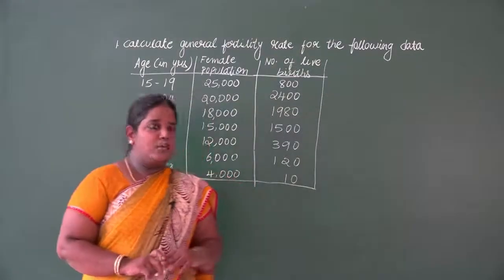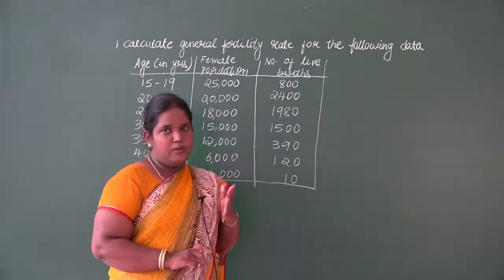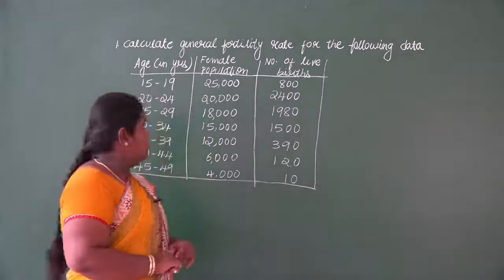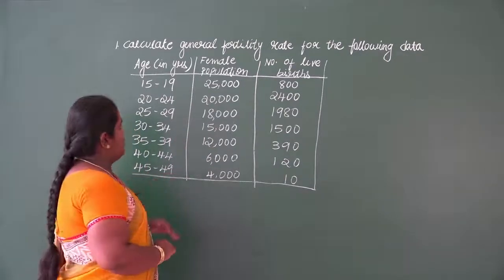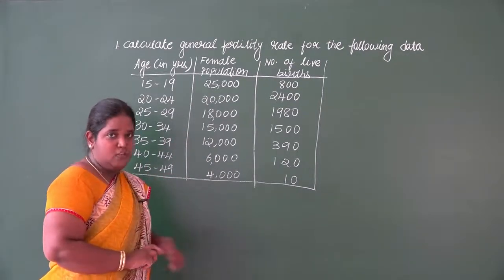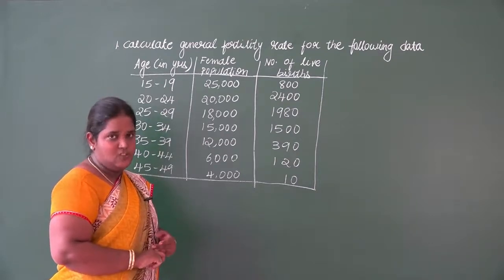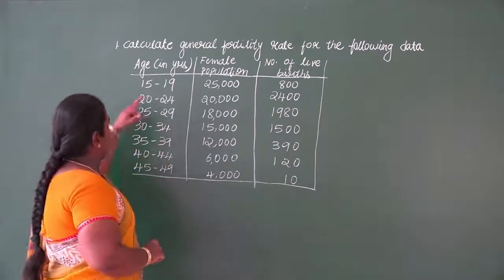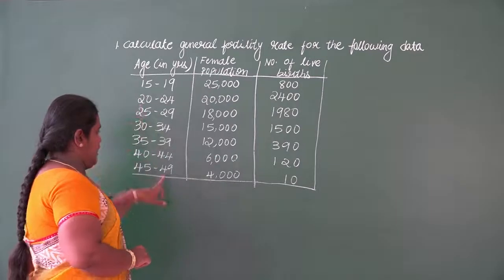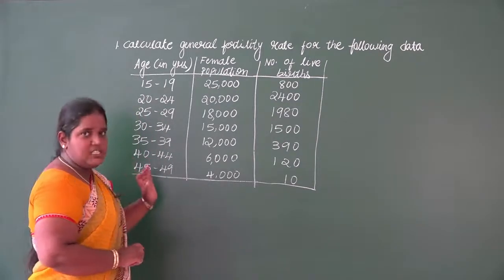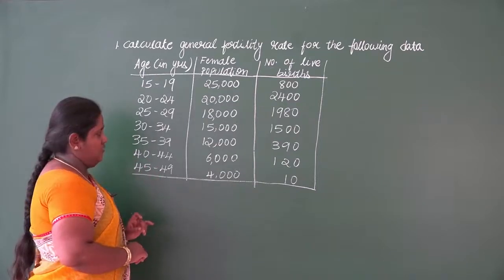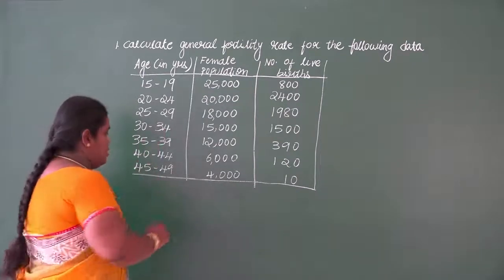Okay, now we'll start with the general fertility rate problem. Before starting, when the table is given, you have to check whether the population is of childbearing age or whether they have given some other age groups also. Here the age group starts from 15 and ends at 49, so it is the complete 15 to 49 age group. Now you can directly do the problem.